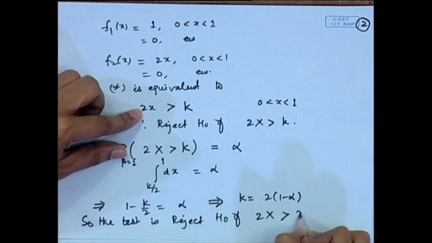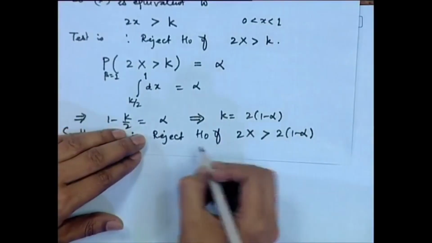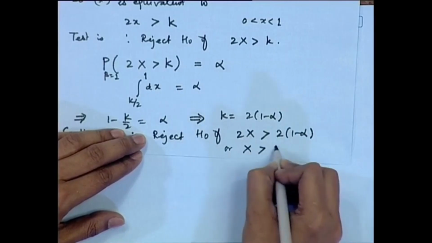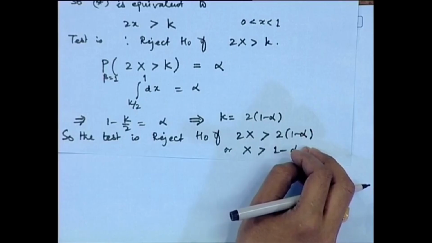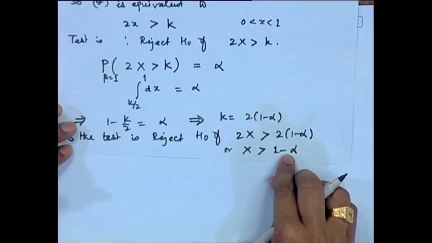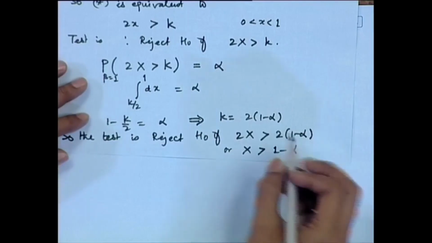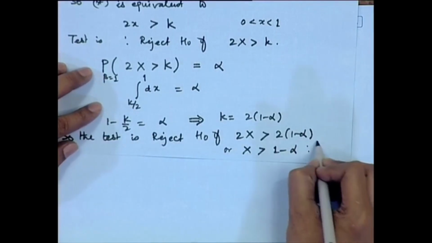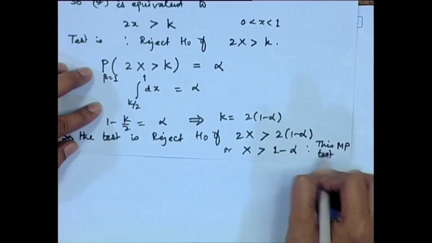So, the test, in theoretical terms, we can write: reject H naught if 2x is greater than twice 1 minus alpha, which is equivalent to x greater than 1 minus alpha. So, a most powerful test of size alpha is to reject H naught when x is greater than 1 minus alpha. This is the most powerful test.